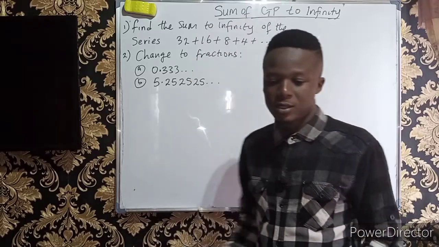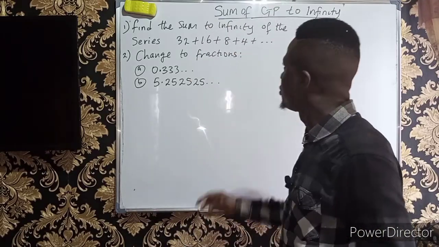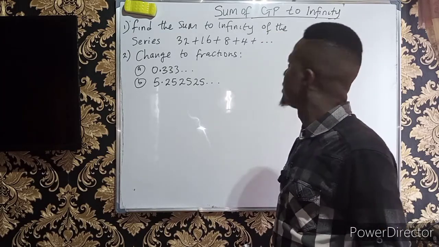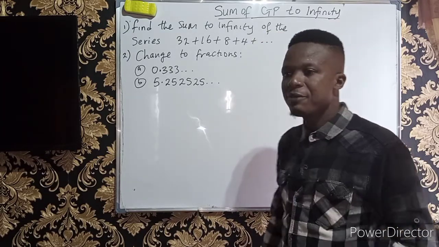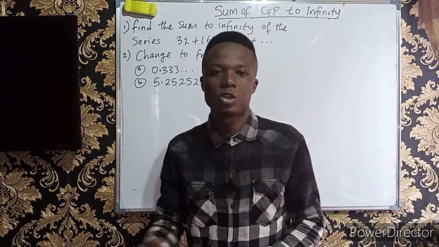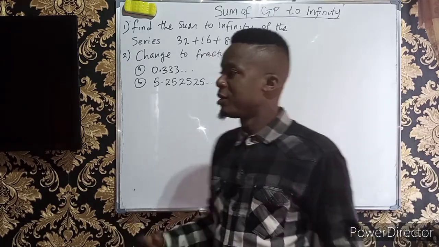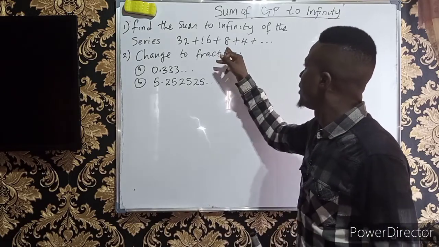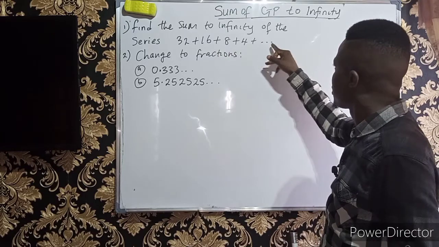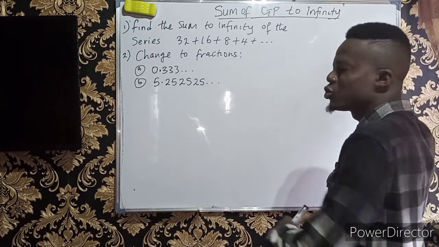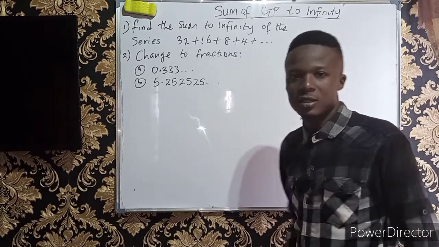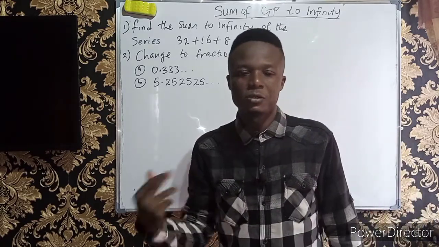Hello viewers, I'm again here to take you on what we call the sum to infinity, the sum of a GP to infinity. Because with infinity, you don't know the extent, you don't know where it stops. As you can see in the first example I have here, I have 32, 16, 8, 4, dot, dot, dot, showing that this continues to a point that we don't know. What we are asked is to add this to the point we don't know, that is to infinity.